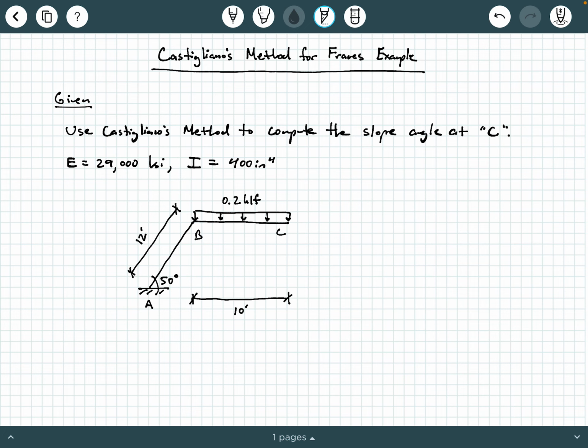Well, the first thing we want to look at in this frame is what we sometimes call a cantilever frame. We have a fixed connection down here at A, and this member from A to B is at a 50-degree angle. Then we have a horizontal member from B to C. The diagonal length from A to B is 12 feet and the horizontal length from B to C is 10 feet. And across BC we have 0.2 kip per foot of load.